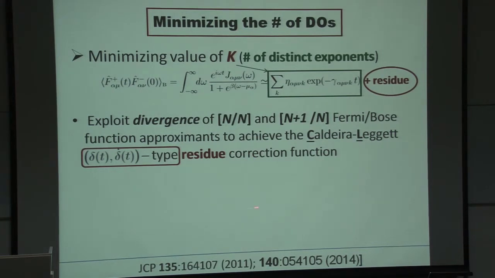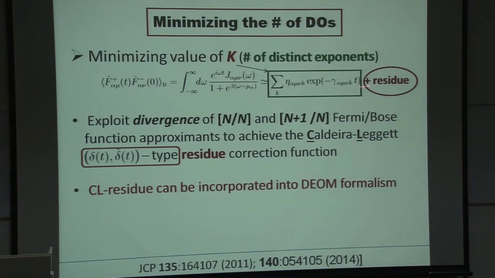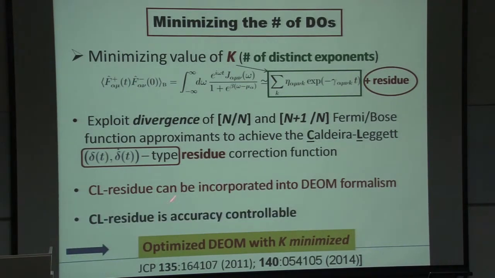Okay, this is going to give you the divergence, and we're going to produce a delta-type of residual correlation function. And this residual correlation function, which we call the Cadetta-Lapet residual function, can be incorporated in this formalism. Okay, and also this is accuracy controllable. Okay, this is that we have optimized the theory with a minimum basis set.